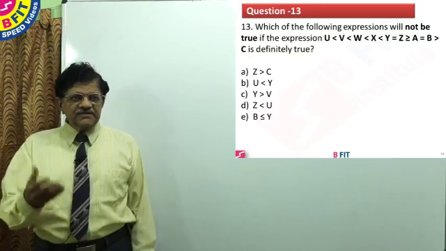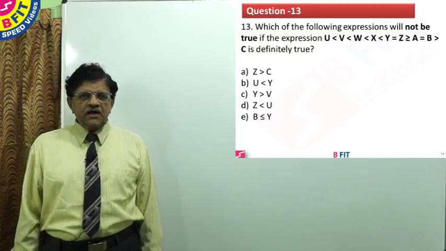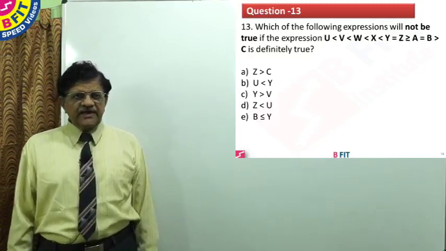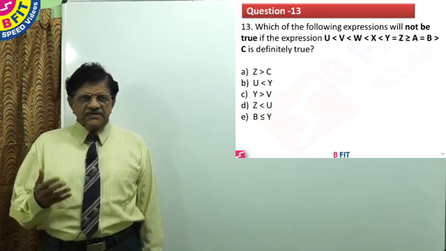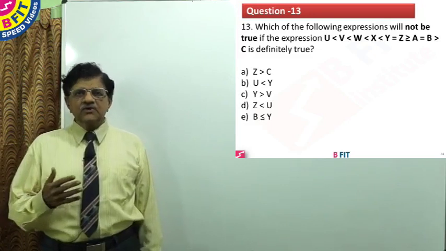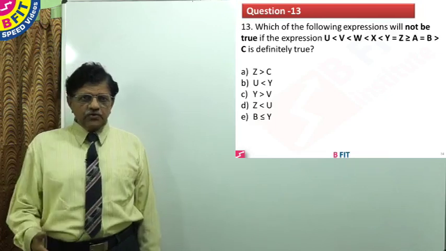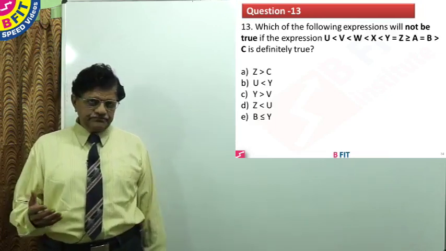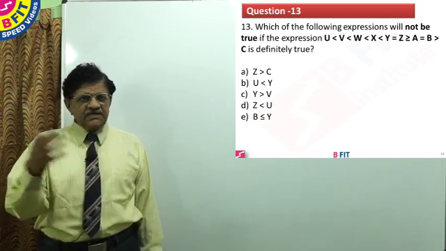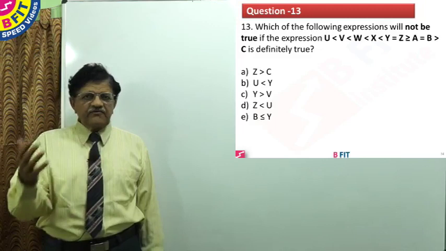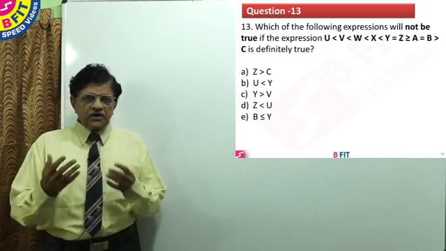Now let us look at this question. Which of the following expressions will not be true if the expression u is less than v, less than w, less than x, less than y is equal to z, greater than a, is equal to b, greater than c is definitely true. So here they have given a statement. It's a single statement, no need for any grid or anything like that, followed by 5 conclusions.